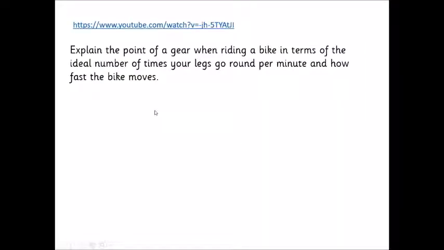In terms of applications for this, for example, bike riding is an application. What you want when you're riding a bike is that your legs go around the same number of times. It doesn't matter if you're going along the flat or up a hill. A bike is designed so you pedal at a certain rate, but the wheel goes round at different rates according to what you're doing.